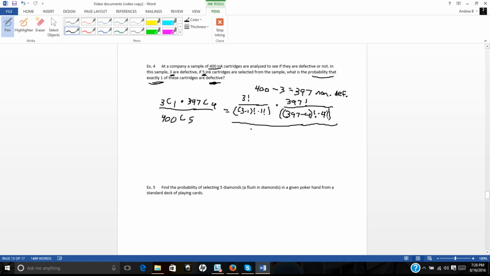And then in the denominator, we'd have 400 factorial divided by (400 minus 5) factorial times 5 factorial. Once again, if your calculator does not have the factorials, you have to go through and simplify some first with the factorials like we did in the first part of this section, and then multiply it out using what you know about factorials. It means that you're doing that number times everything below it all the way down to 1.